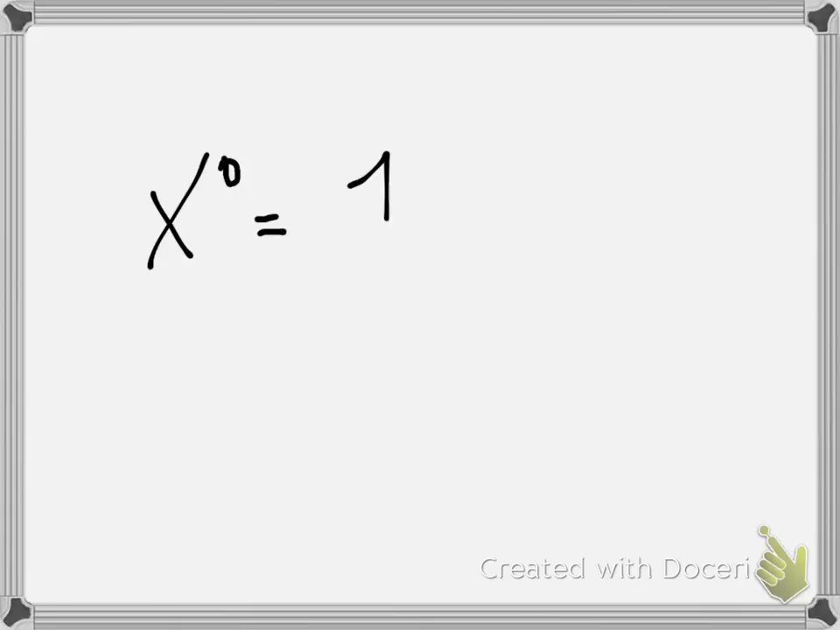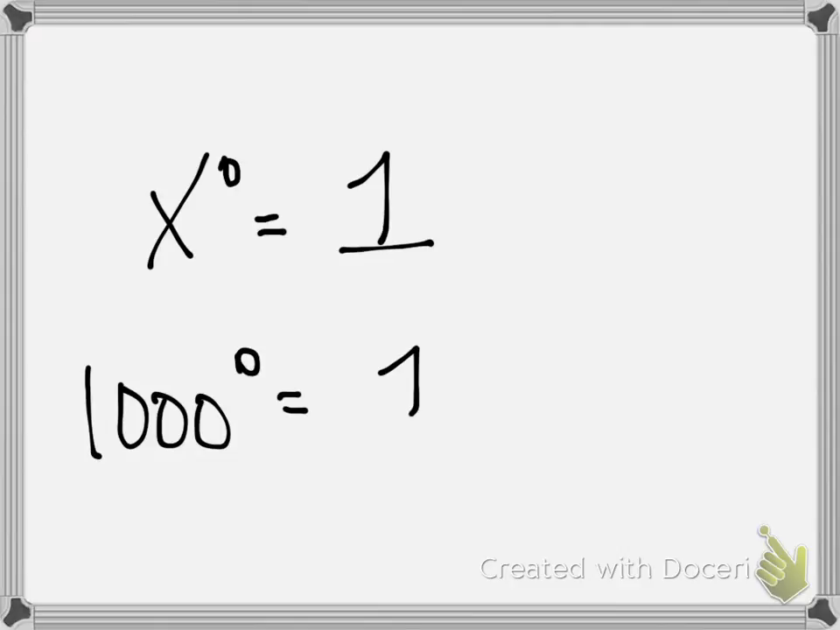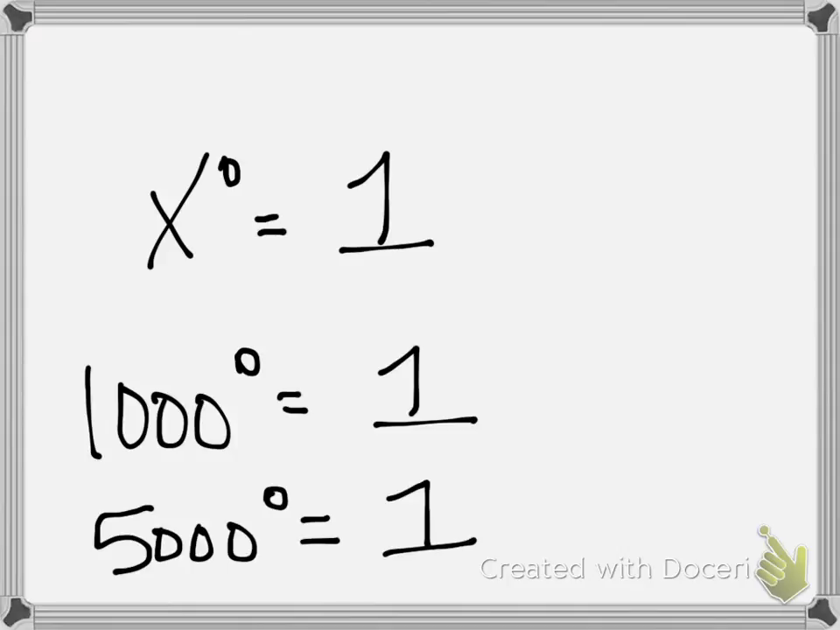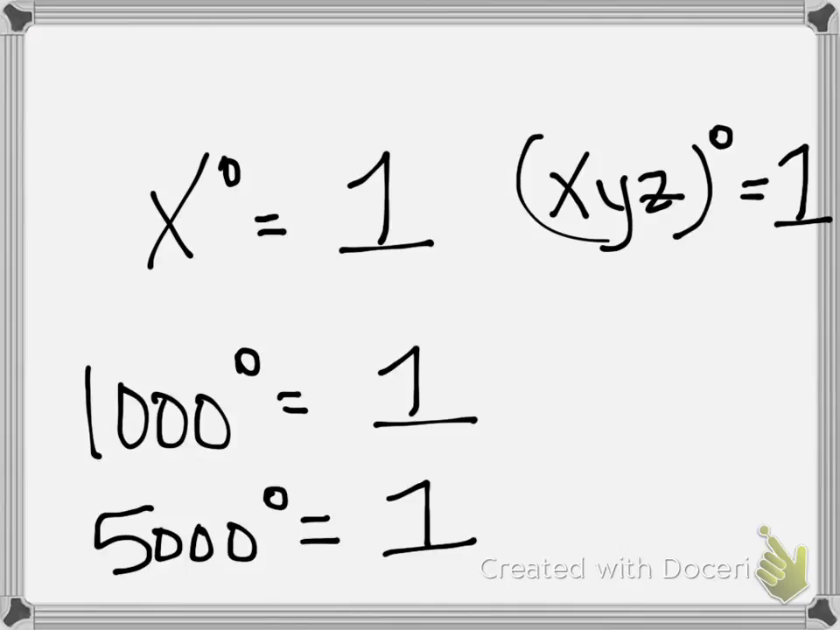I hope you said 1. And it doesn't matter if you know what x is or not, because whatever x is, it's being taken to a 0 power, so it's 1. 1,000 to the 0 power? 1. 5,000 to the 0 power? 1. Even if you have x, y, z, quantity to the 0 power, that's 1. And you have to know that.